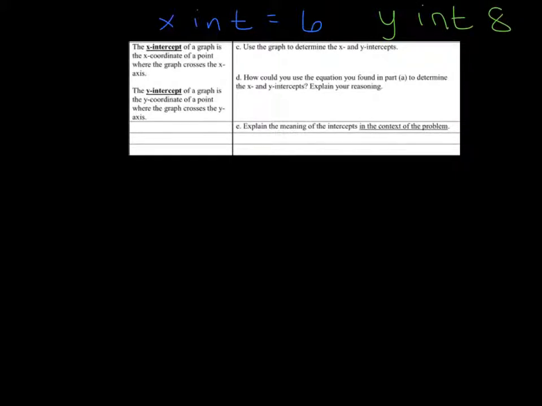Okay? Then we talked about, could we have done this same thing without actually solving for y and looking at our table of values or our graph? And I'm going to come back to this.